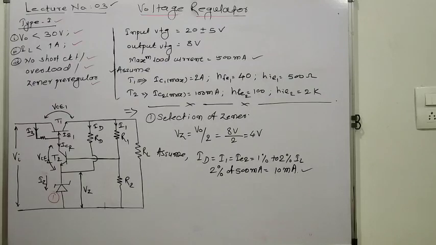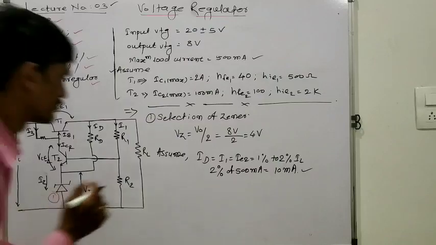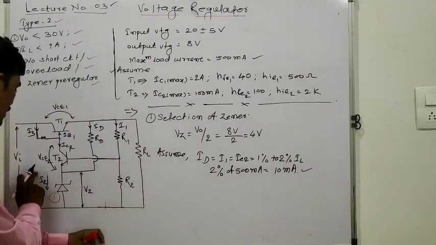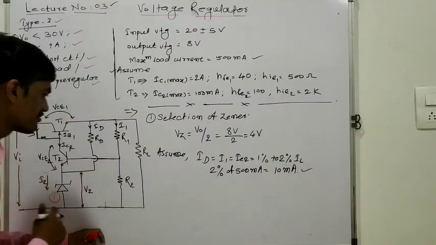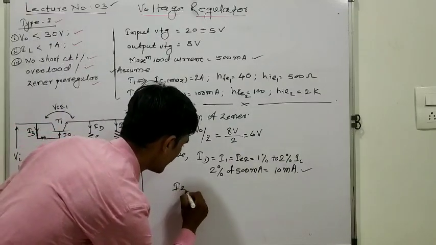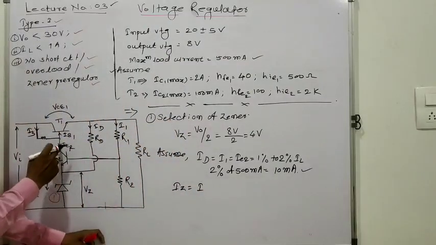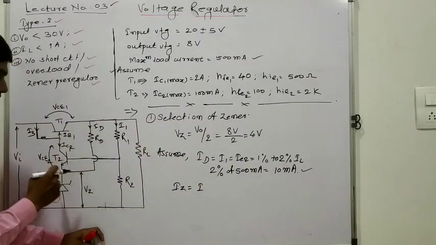So the next step is to calculate Iz max, or we can say the current flowing through this Zener diode. The current flowing through this Zener diode is Iz, and Iz is nothing but the addition of this IC2 and this ID.